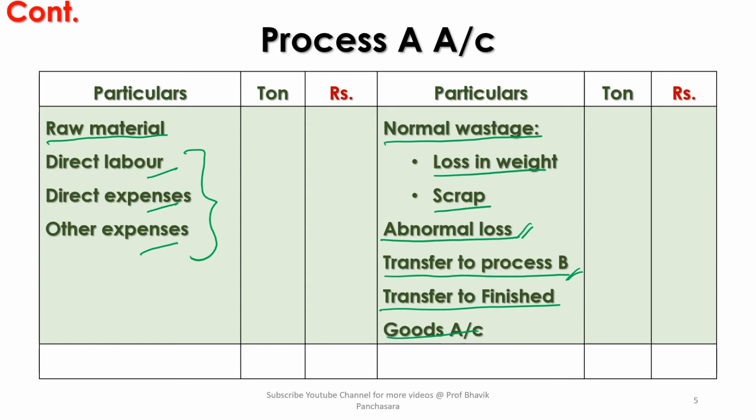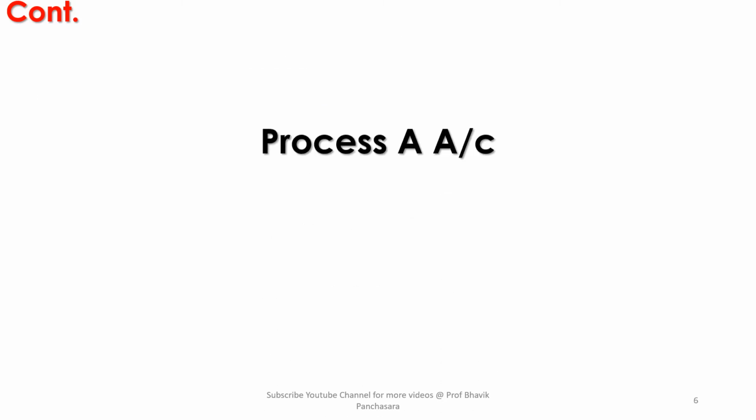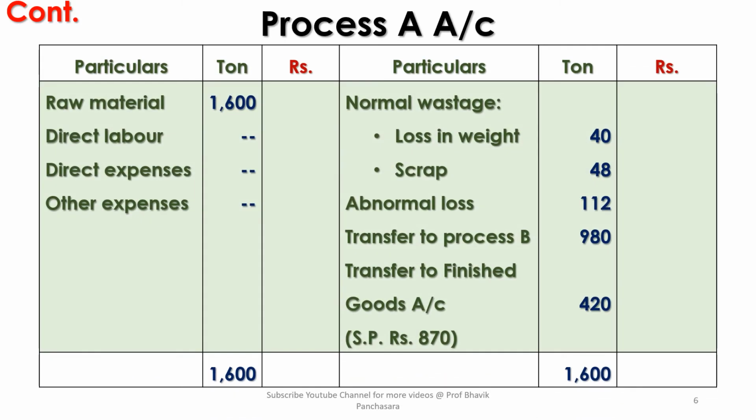Now let us put the value of material. So, we will start with the debit side. Here we have introduced total 1600 ton of raw material. Okay. Now, credit side we will put 40 ton in loss in weight, 48 tons of material in scrap, then 112 ton in the abnormal loss.